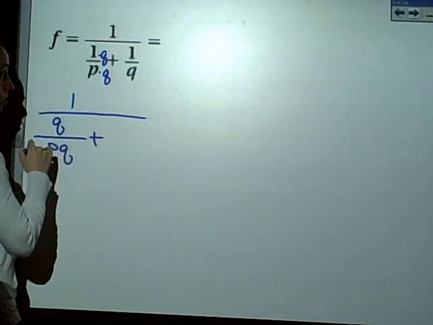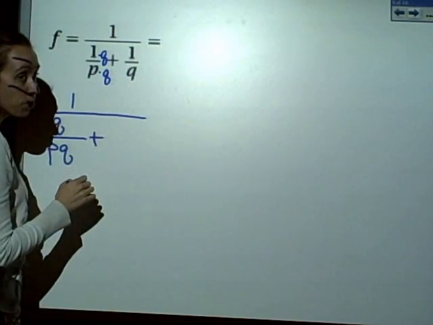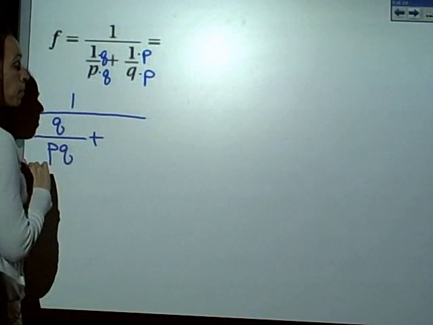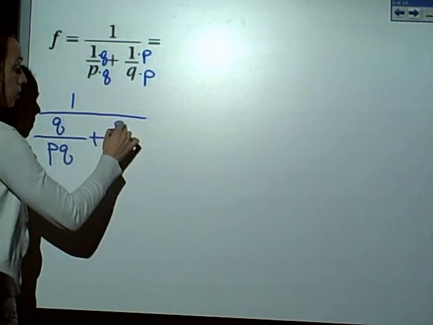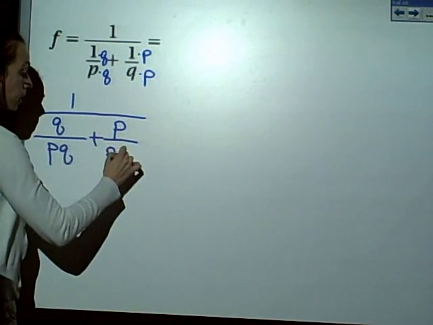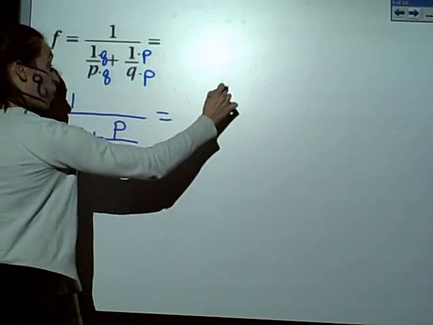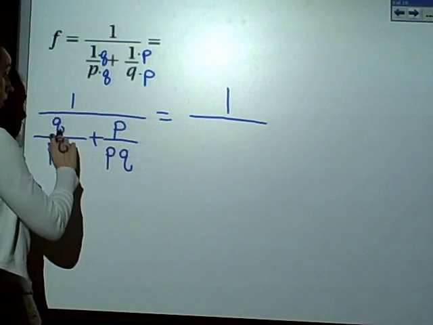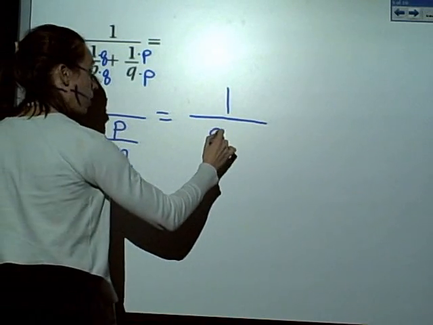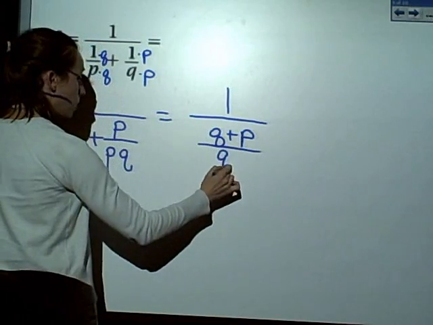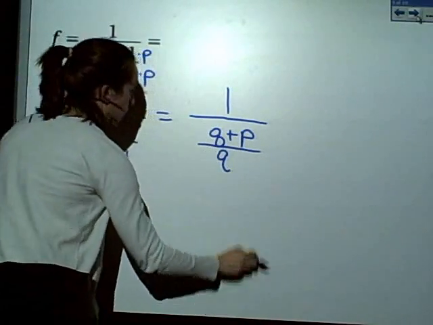I'm going to add that to, look at this one, I have 1 over q. I need a p. I'm going to multiply top and bottom by p. That leaves me with p over pq. I add them together. I get 1 over q plus p. And remember, the bottom just stays as pq.